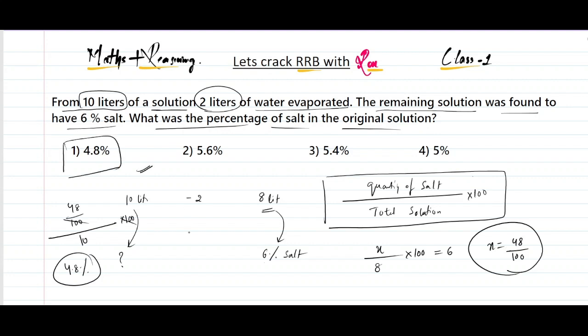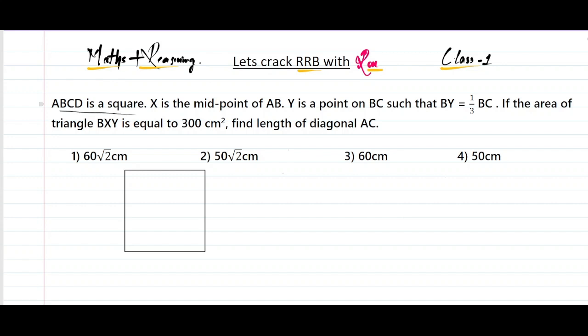Okay, next question. See this question, ABCD is a square. So let this figure A, B, C, D be a square. Okay, next, X is the midpoint of AB. So X is the midpoint of AB means AX equals XB. Next point, Y is a point on BC. On the side BC, somewhere on this side there is a point Y such that BY equals 1/3 of BC. So let us assume Y is here. Means if BC is completely 3 parts, BY is 1 part.